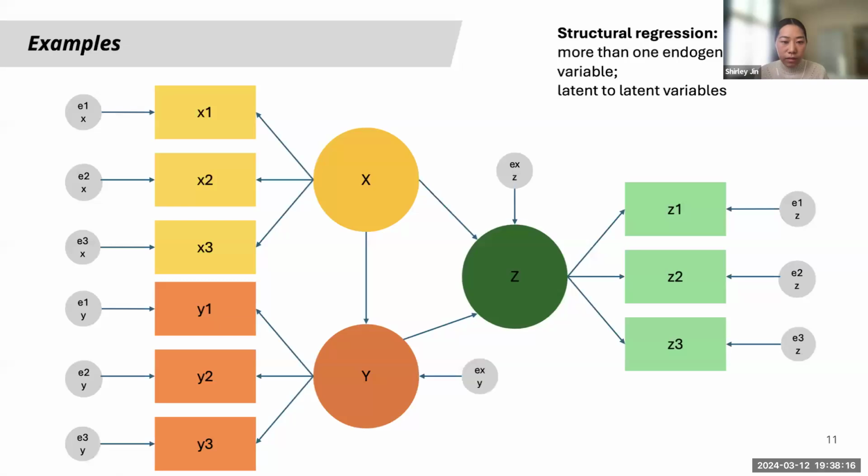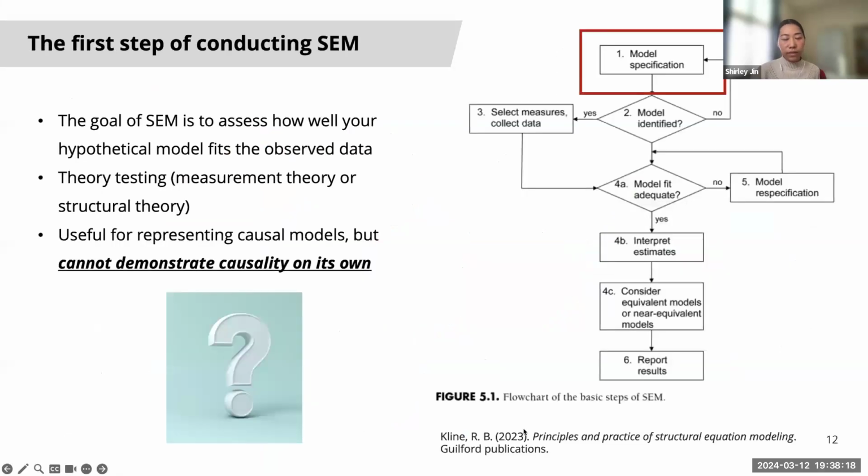And how do we conduct SEM? What is the first step? Actually, before we talk about the first step of conducting SEM, we need to understand the goal of SEM. So the goal of SEM is to assess how well your hypothetical model, your hypothesis, fits the data. So by saying this, we need to have a hypothetical model, right? You need to start from a theory. You need to start from your hypothesis. So doing SEM is also a hypothesis testing process.